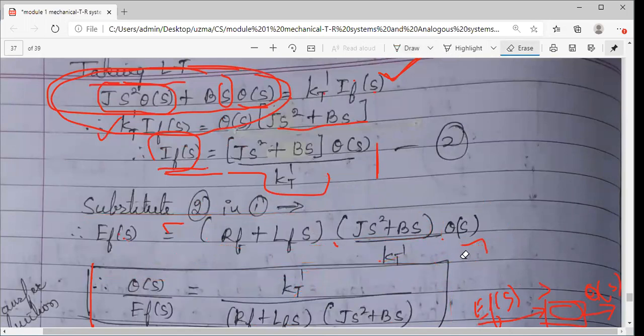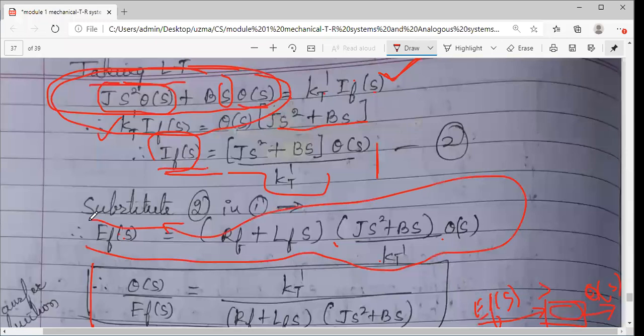Hope it is clear. I think you are asking me about the last step from here, this step. This is just a simple rearrangement. See, if you have a by b is equal to c by d, something like this, what I am doing is just exchanging the terms. I take d to the numerator, ad is equal to cb, something like this. So just rearrange this so that you get the theta by m ratio. Okay, fine.